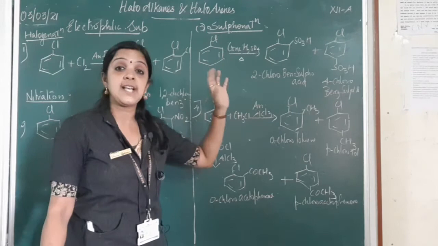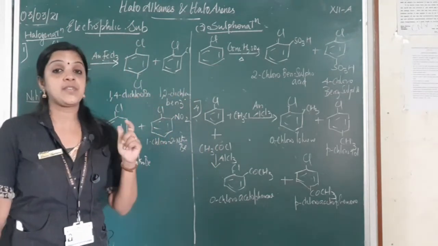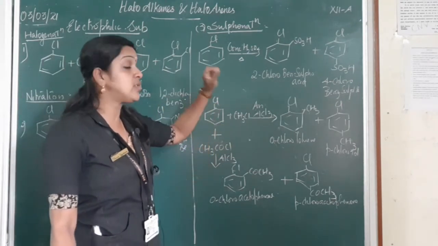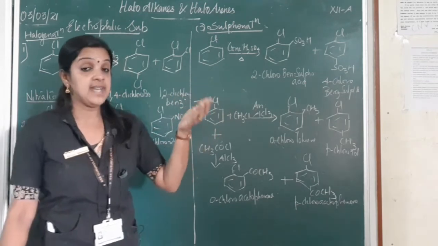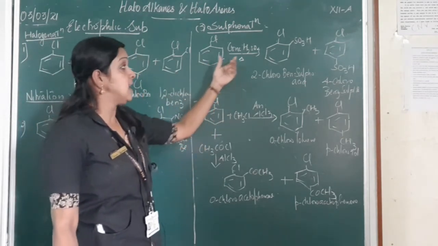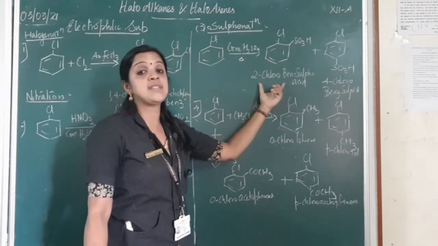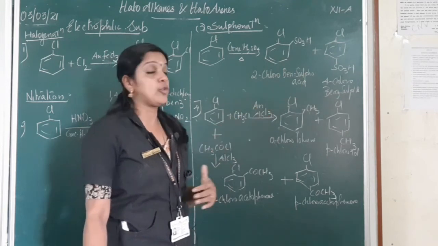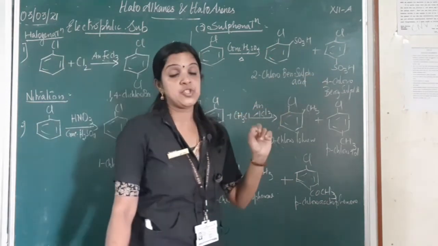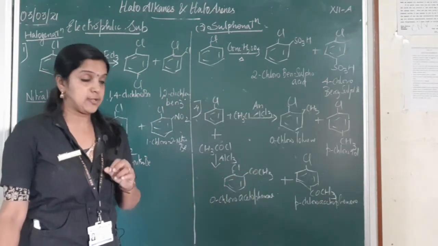The next one is sulfonation. So in nitration, we were using a mixture of nitric acid and sulfuric acid. In sulfonation, we are going to use only concentrated sulfuric acid and slightly warm it. So halobenzene or chlorobenzene, when it is treated with concentrated sulfuric acid, you get 2-chlorobenzene sulfonic acid and 4-chlorobenzene sulfonic acid. Again, ortho and para positions are being occupied by SO3H, which is my electrophile.